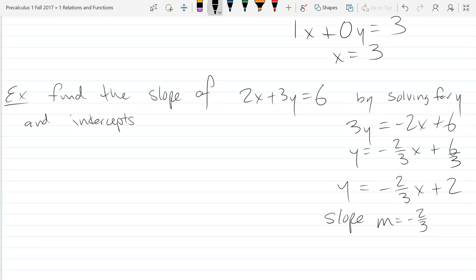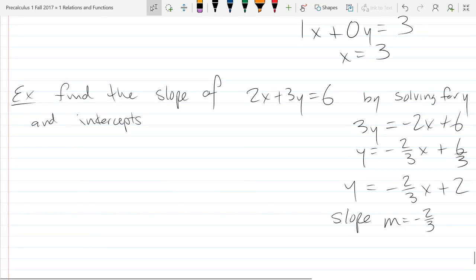So you can go from general linear back into slope intercept, as long as you don't have a vertical line. You'll figure out your vertical line real quick because there will be no y, and you can't solve for something that's not in the equation to begin with. So if you try to solve for y, you'll figure out pretty quick you can't do it. So there's our slope. All right, let's get our intercepts.